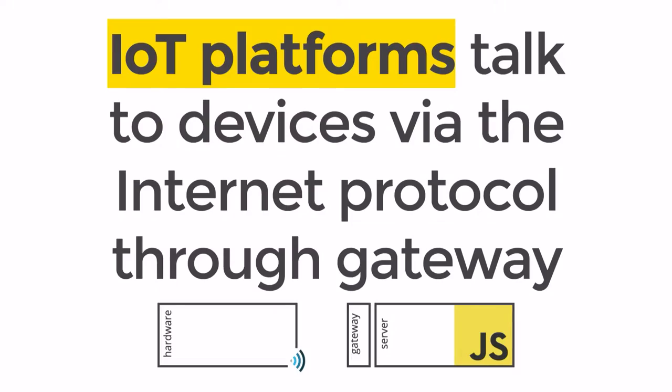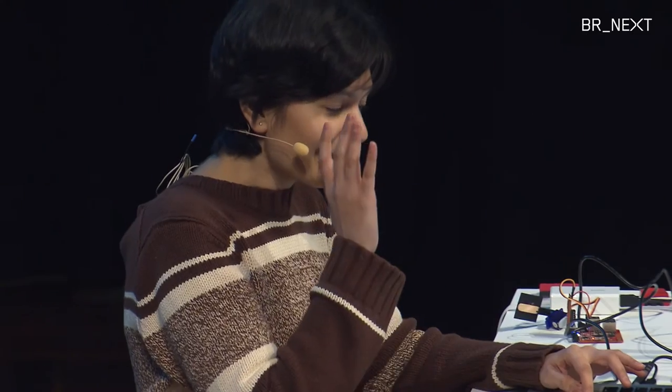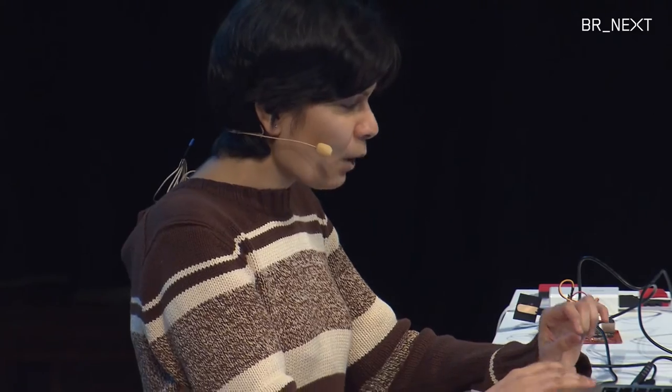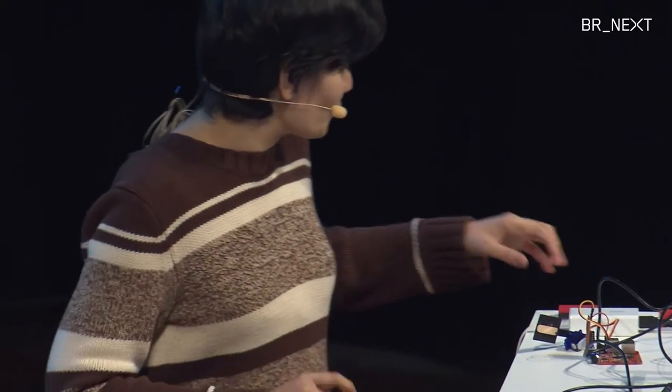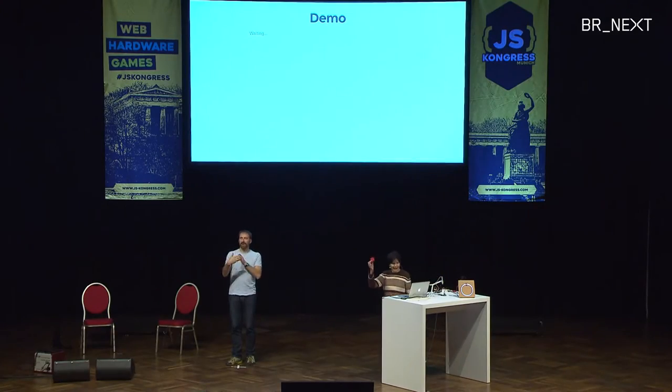So let's talk about Internet IoT platforms, which is this part of things: JavaScript running on the server through a gateway using hardware. They talk to the devices using Internet Protocol through a gateway. Why don't we talk about a demo? On my hand, I have a tiny piece of hardware with the wireless capabilities that I was talking about. I want to show you some of the major features that an internet platform needs.